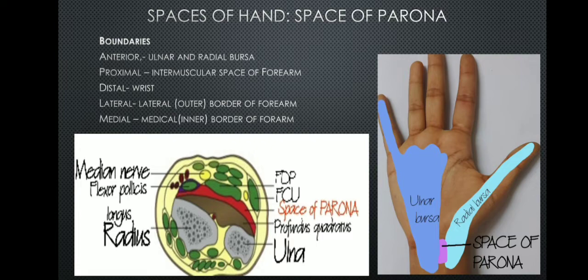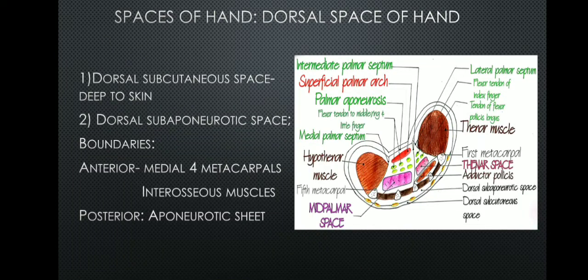Now moving on to the dorsal spaces of the hand. Basically, there are two dorsal spaces of the hand: the dorsal subcutaneous space and the dorsal subaponeurotic space. The dorsal subcutaneous space lies immediately deep to the loose skin of the dorsum of the hand, and the dorsal subaponeurotic space lies between the metacarpal bones and the extensor tendons, which are united to one another by a thin aponeurosis.